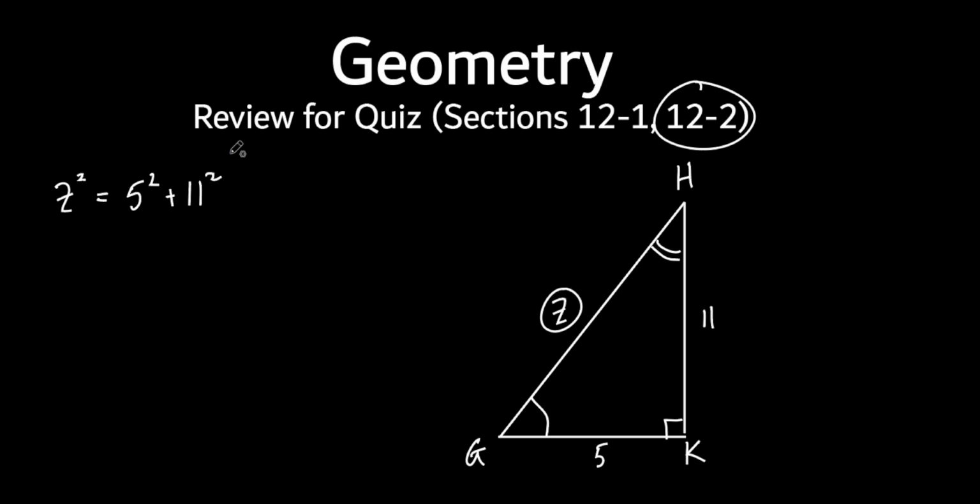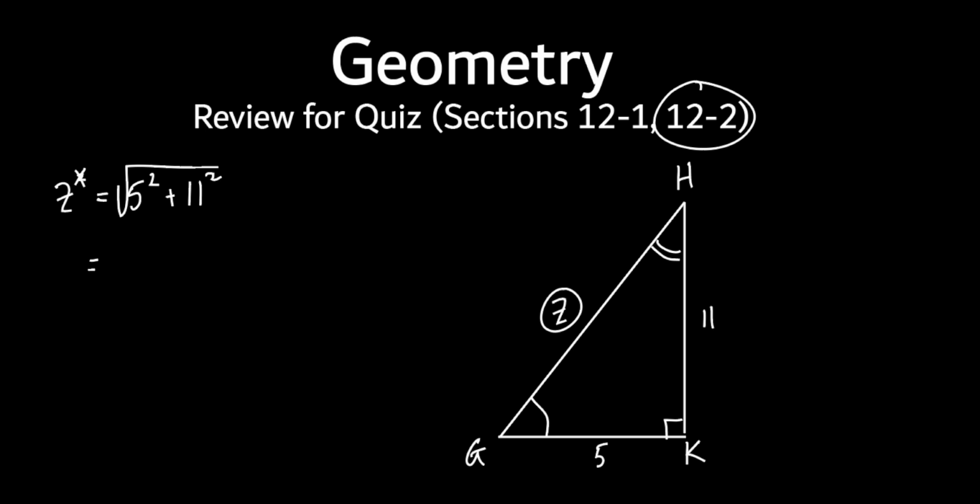And the problem says, round it to the nearest tenth. Okay, so we're not going to keep it as an exact answer. We're not going to keep it as a square root. We're going to put it into our calculator, round it to the nearest tenth. All right. So how do you get rid of this Z? We take the square root of both sides. So that's basically what you're doing right there. Let me put it into a calculator.